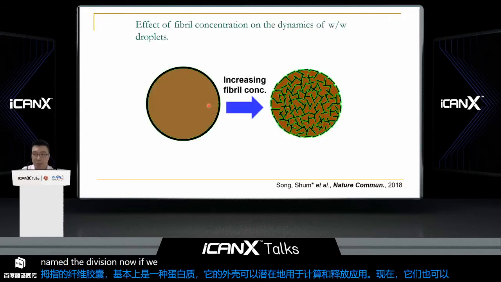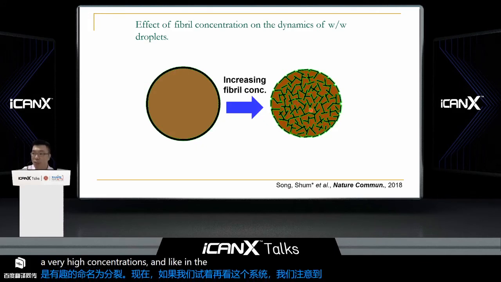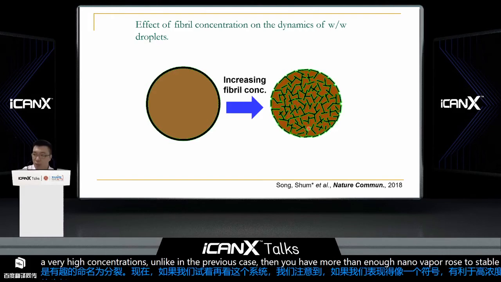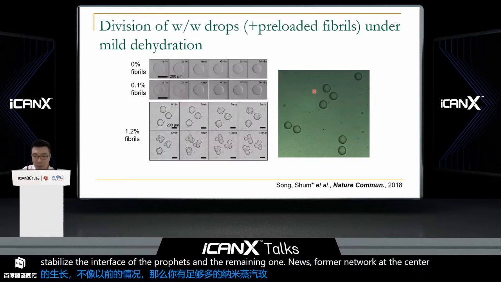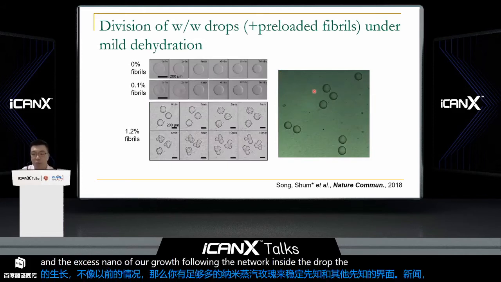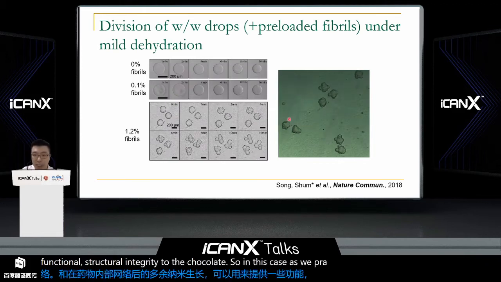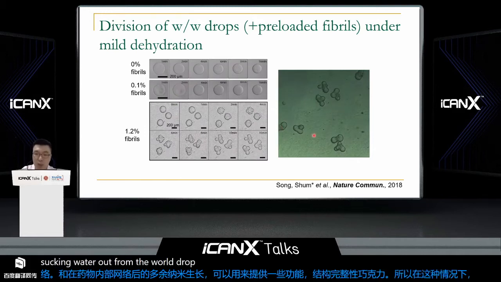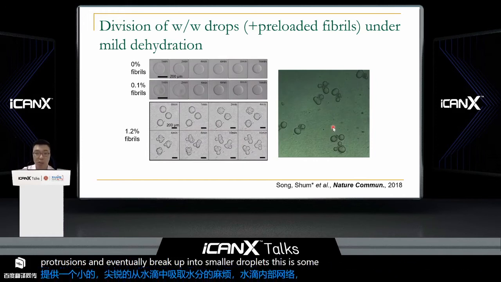Now, if we look at this system again, we notice that if we add lysozyme nanofibrils at very high concentrations, unlike in the previous case, then we'll have more than enough nanofibrils to stabilize the interface of the droplets, and the remaining ones will form a network at the center of the droplet. Then the excess nanofibrils forming the network inside the droplet can be used to provide some functional structural integrity to the droplet. So in this case, as we provide an osmotic shock to the droplet, sucking water out from the water droplets, the droplets with the network inside can actually start to show protrusions and eventually break up into smaller droplets. This is something that you don't see when the nanofibril concentrations are very low.